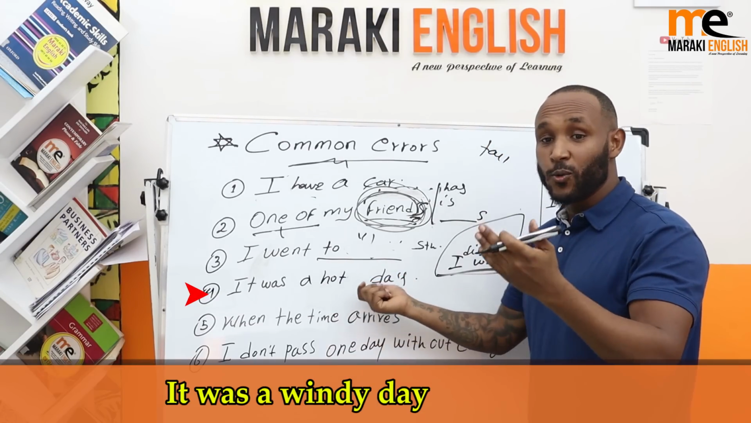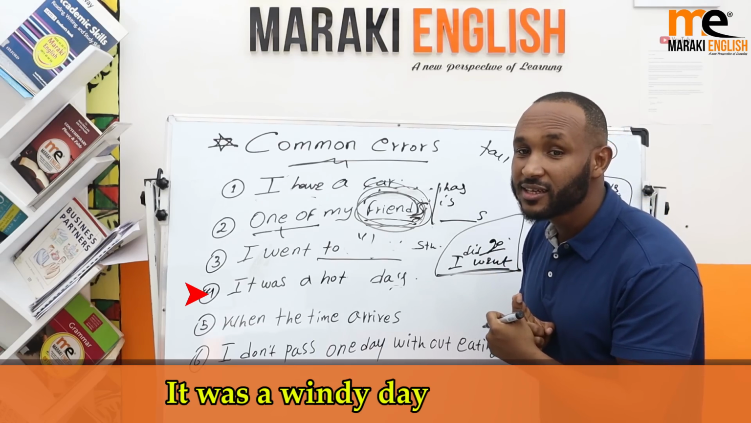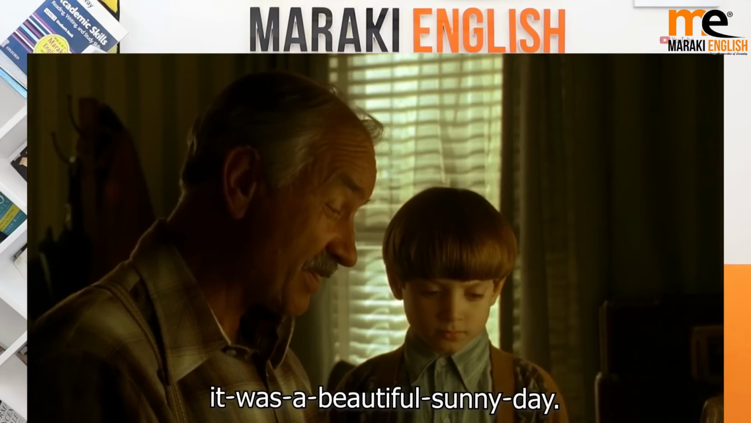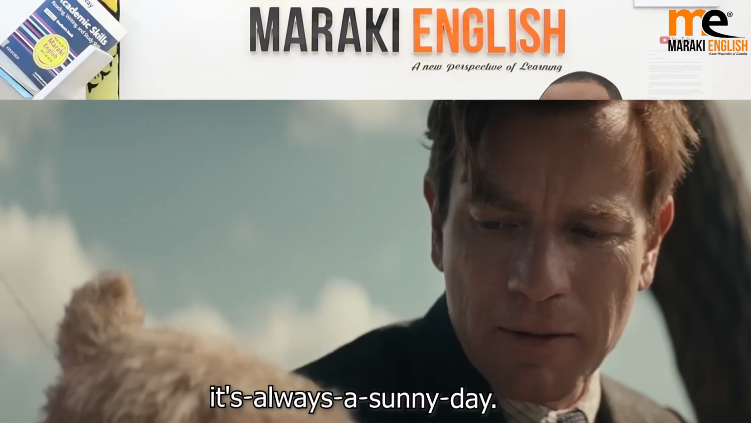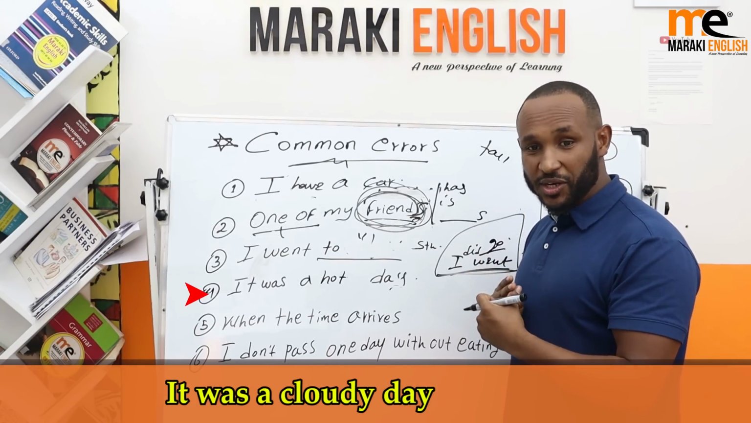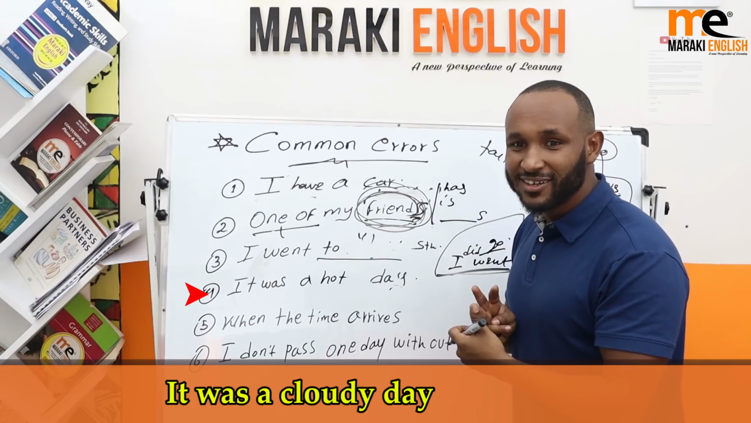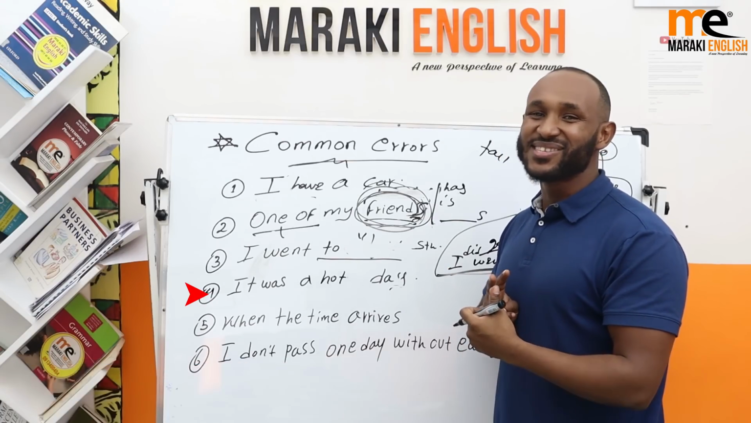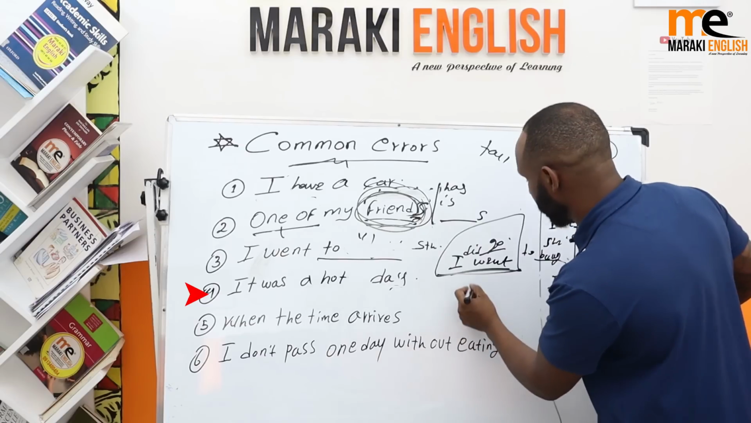Windy. It was a windy day. On a very windy day. Sunny. It was a sunny day. It was a beautiful, sunny day. It is a sunny day outside. It's always a sunny day. Cloudy. It was a cloudy day. It's a cloudy day. Cold? No, you don't say "it was a coldy day," or "it was a hotty day." Hot, we have a word.